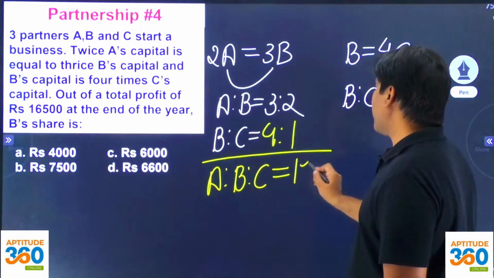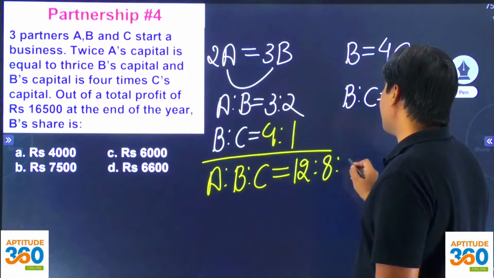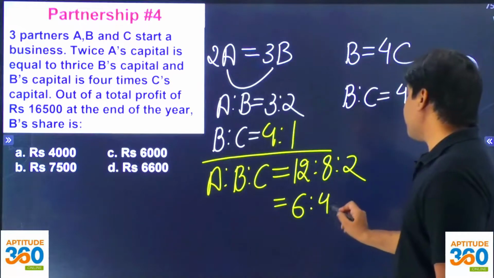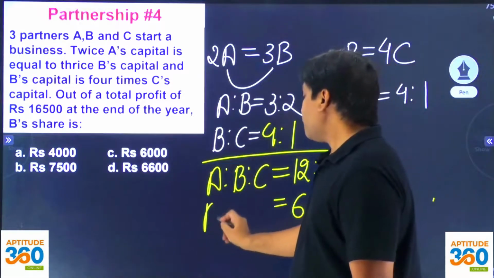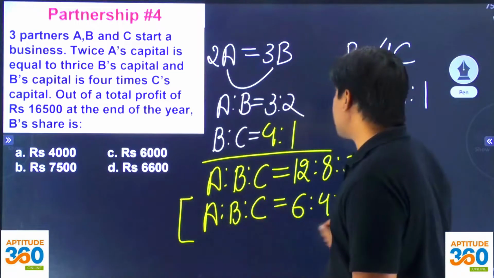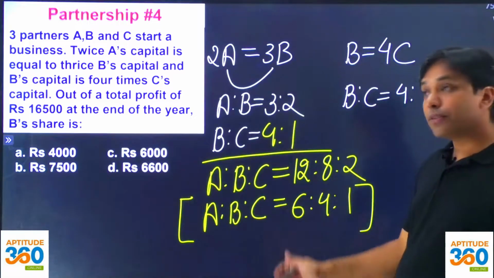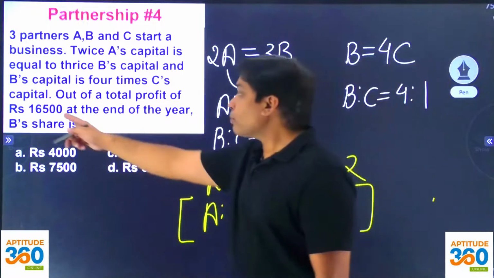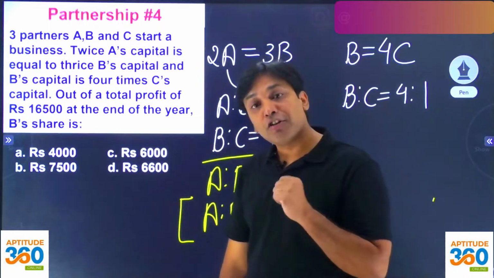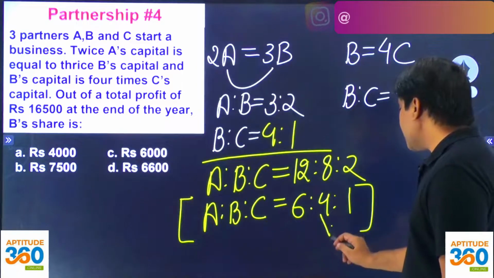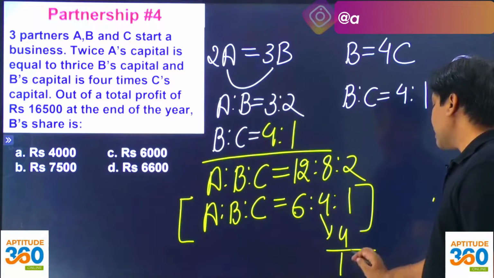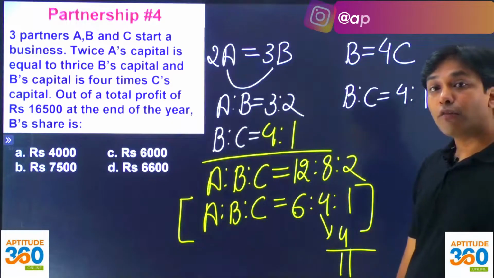4 into 3, 12, and then 8, and then 2. If you further simplify, this is coming out as 6, and then 4, and then 1. So profit must be distributed amongst A, B, C in this ratio. And the total profit has been given to you as 16,500 rupees, and they're asking you what is the share of B. In order to find out share of B, B should get what? 4 divided by 6 plus 4 plus 1, so 4 by 11 of the total profit.